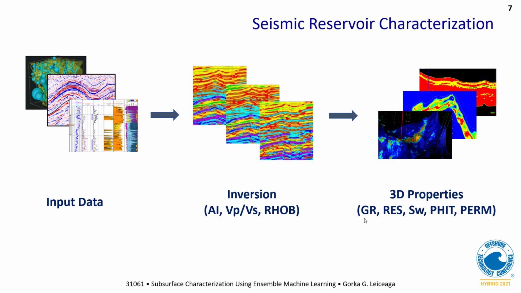So in seismic reservoir characterization, we take the input data, seismic and wells, and we do inversion for rock properties. And once we have our rock properties, we can take those into the next domain, which is the rock property, or petrophysical property or reservoir property domains, such as gamma ray and resistivity and porosity. So it's like a 3-step process. You have the input data, you have to go through inversion, and then you go to your petrophysical and reservoir properties. In this method, you don't have to do inversion, which is beneficial.